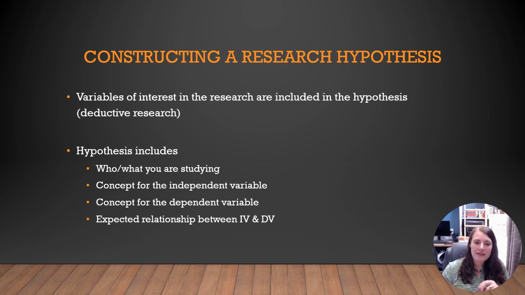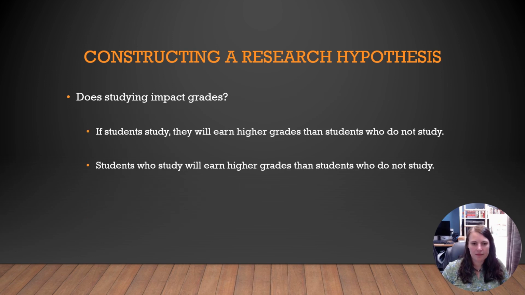First, a good hypothesis will have 4 elements: who or what you're studying, the independent variable concept, the dependent variable concept, and the expected relationship between the independent and the dependent variable. Now, there are multiple ways to write a hypothesis. The classic method, and the way you might have been taught in high school, was to use if-then statements.